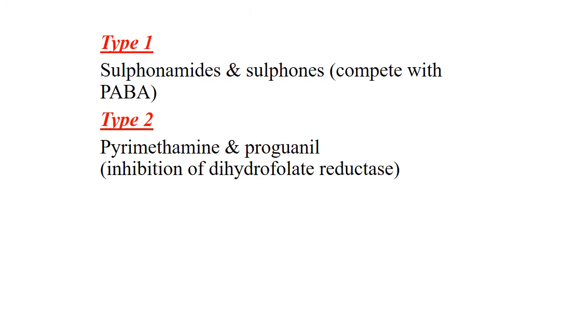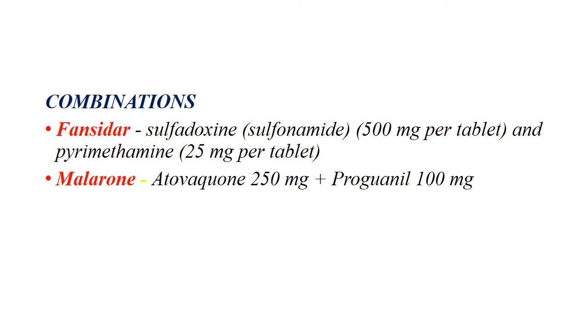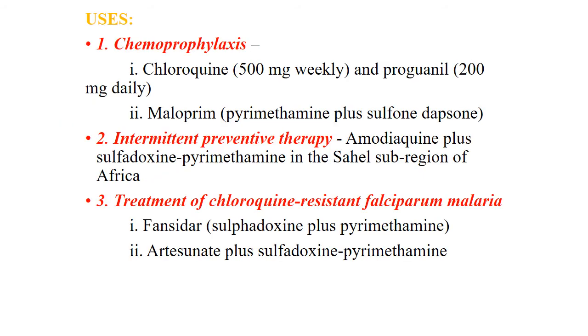So type 1 sulfonamides and sulfones compete with para-aminobenzoic acid, and type 2, pyrimethamine and proguanil, inhibit the dihydrofolate reductase enzyme. Combination forms are used: Fansidar, which has sulfadoxine, a sulfonamide, 500 mg per tablet, and pyrimethamine 25 mg per tablet, and Malarone, atovaquone 250 mg plus proguanil 100 mg.